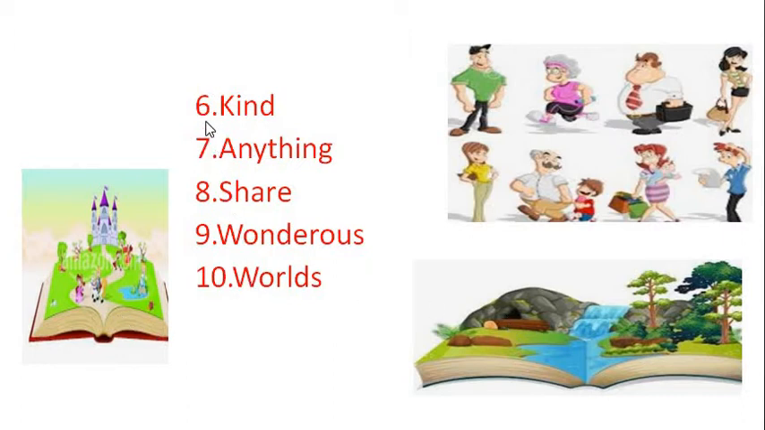See again I am reading this. Number 6, kind. See the spelling of kind. K-I-N-D, kind. Number 7, anything. A-N-Y-T-H-I-N-G, anything. Number 8 is share, S-H-A-R-E, share. Number 9, wondrous, W-O-N-D-E-R-O-U-S, wondrous. Number 10, worlds, W-O-R-L-D-S, worlds. I think now you all must have understood this.